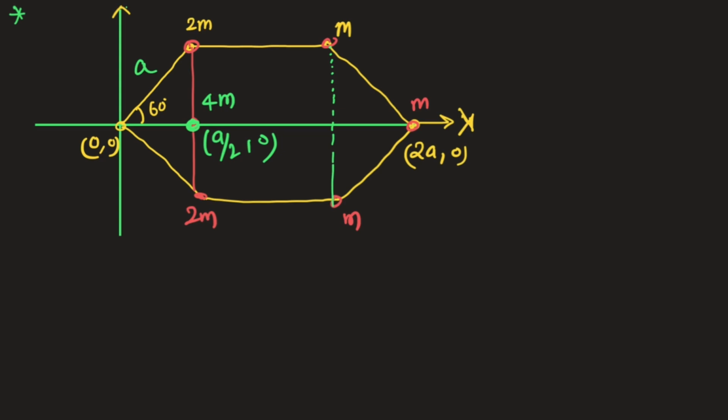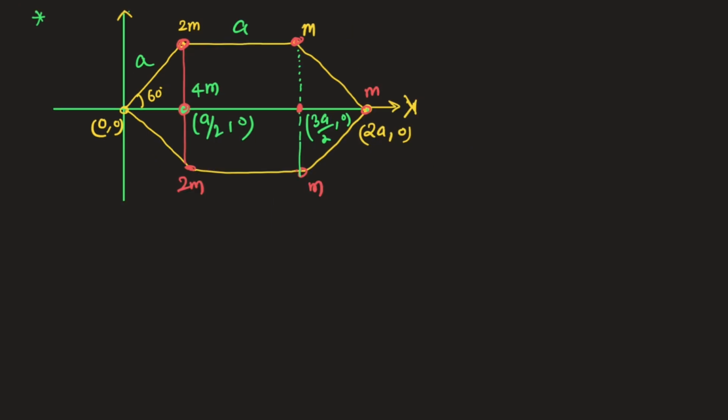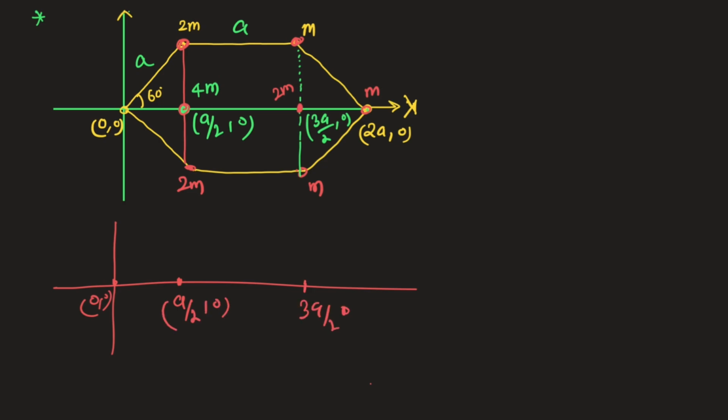Here, if this is a and this one is also a, so this one will become 3a by 2 comma 0, and this one is 2a. It means, using symmetry, this 2m and 2m I am taking as 4m here, and this m and m I am taking as 2m here. So this whole diagram is reduced like this. This is 0 comma 0, this one is a by 2 comma 0, this one is 3a by 2 comma 0, and this one is 2a comma 0.